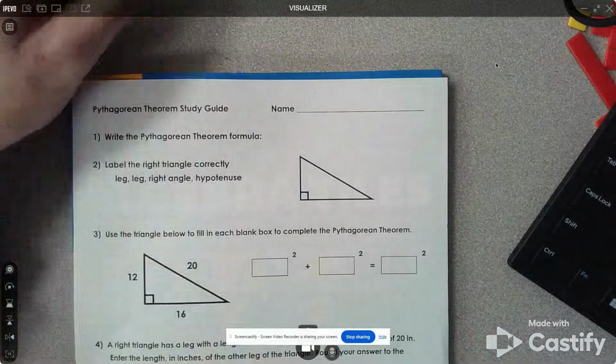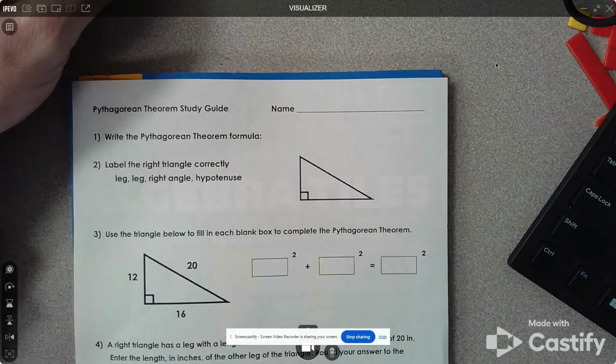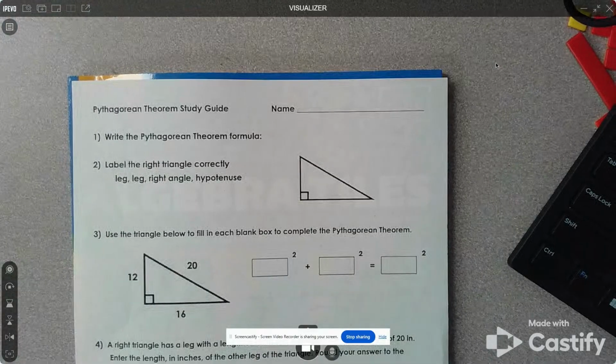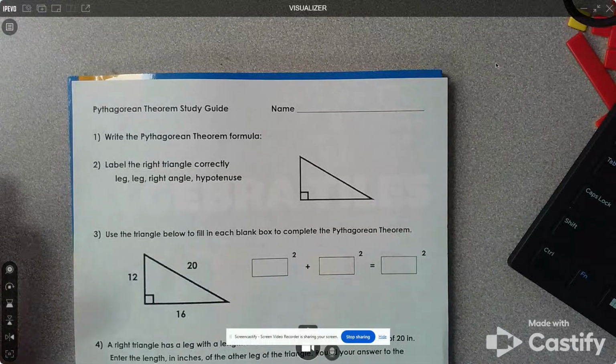This morning we are going to go over your study guide to make sure that you are completely ready for your test. I don't know yet if the test will be Wednesday or Thursday.